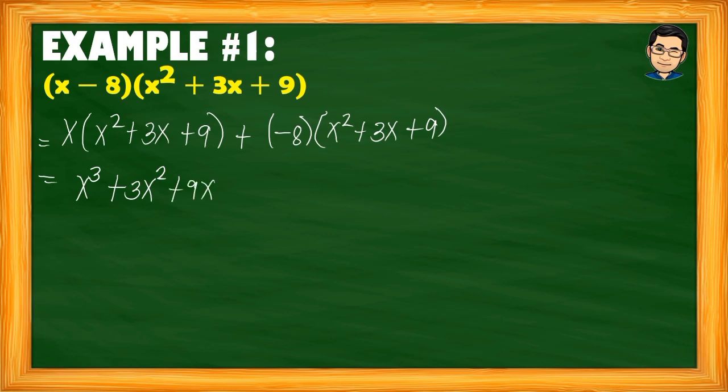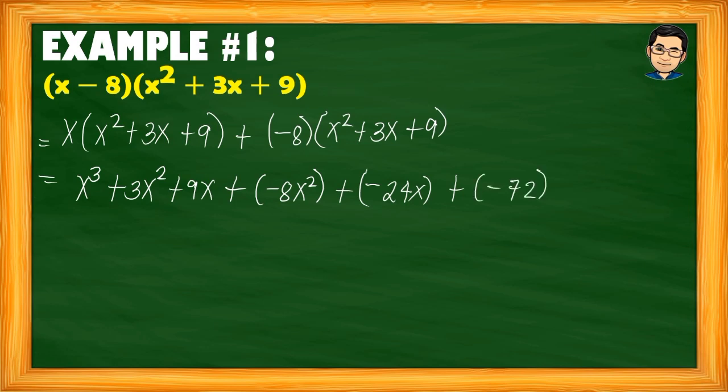Next, x times 9, that is 9x. Next, plus, so negative 8 times x squared, that is negative 8x squared. Next, negative 8 times 3x, that is plus negative 24x. Next, plus negative 8 times 9, that is negative 72.